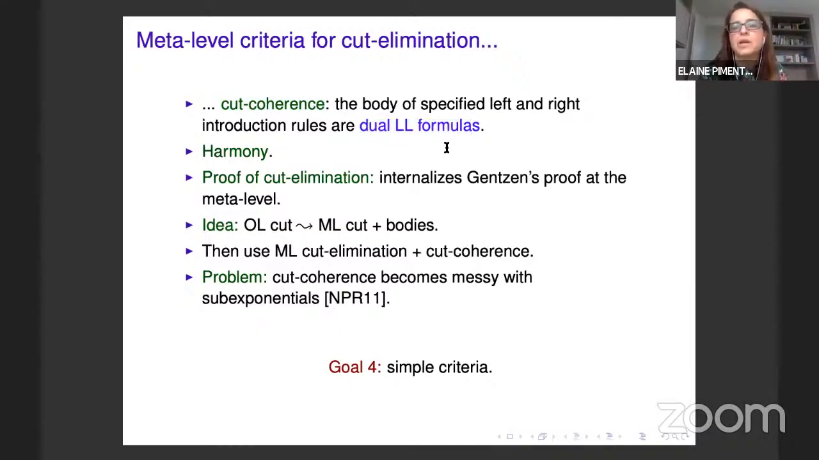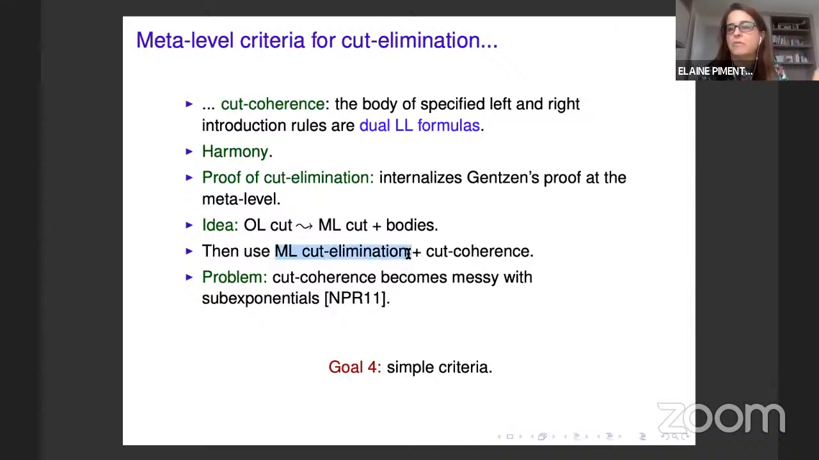I mean, the concept of harmony, where the inference rules for a connective would be harmonical. And the proof of cut coherence that we had back there is a really nice one because it really internalizes the proof that Gentzen had for his systems at the meta level. How do we do that? We transform the object-level cut to the meta level. So we're going to have meta-level cuts plus these bodies that are dual linear logic formulas. Then we proceed to meta-level cut elimination.